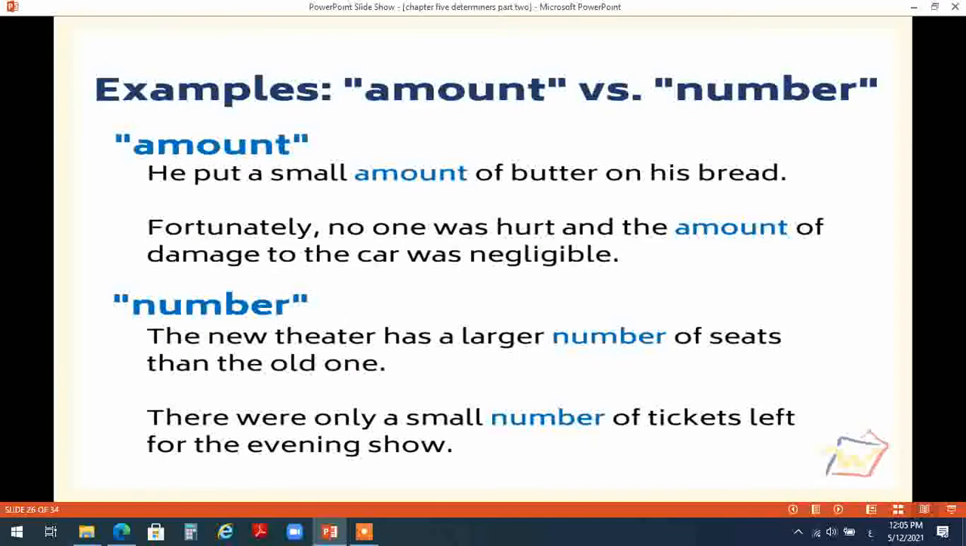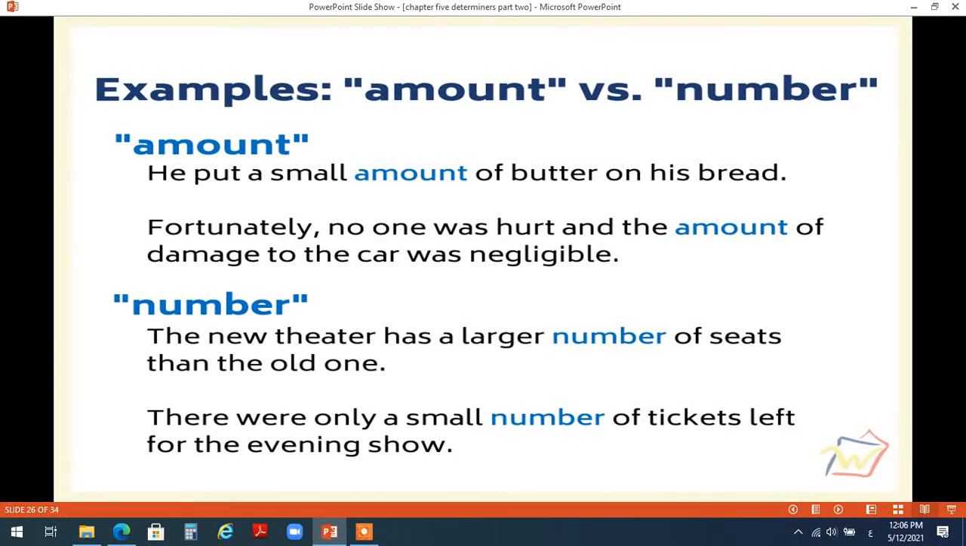As you can see here, other examples for the usage of amount or number. Amount, for example: he put a small amount of butter on his bread. We notice that amount is always followed by a non-count noun. So here you have the word butter. Fortunately, no one was hurt and the amount of damage to the car was negligible. Also here the word amount is followed by a non-count noun, the word damage.